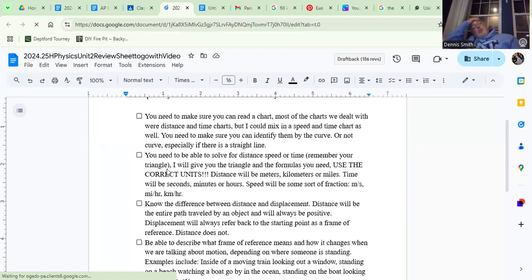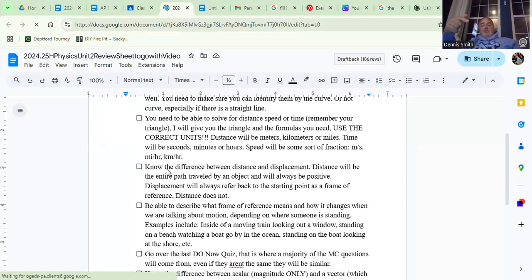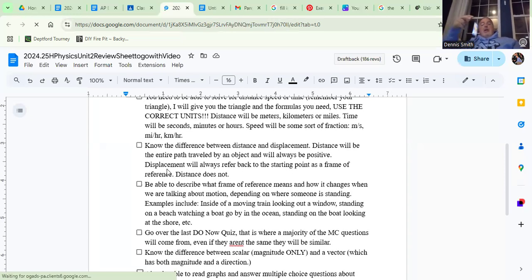Okay. You'll need to be able to solve for distance, speed, or time. And remember your triangle. Know the difference between distance and displacement. Distance is the entire path that's traveled by an object and will always be positive. Displacement always refers back to the starting point. Whatever that starting point is, you could be east of it, you could be north of it, you could be west of it, you could be closer to the cafeteria.